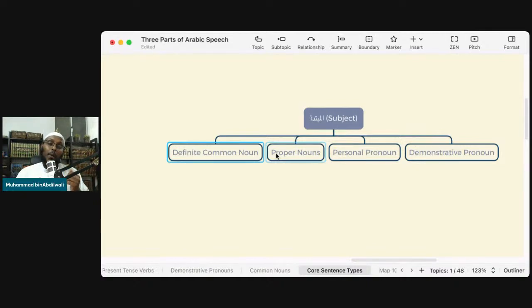A proper noun, however, is a specific noun, somebody's name. So Fatima is someone's specific name. Mecca is a specific city. Riyadh is a specific city. Okay? For example, Allah is Allah's name.